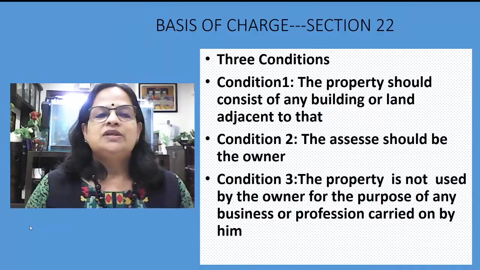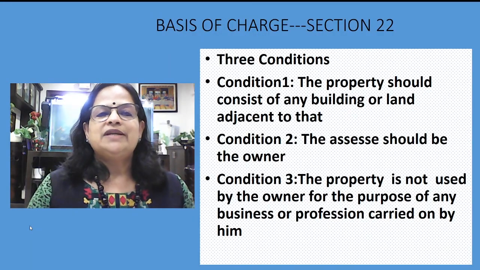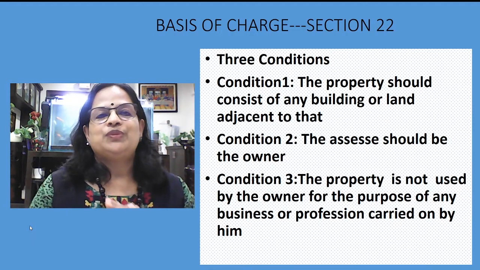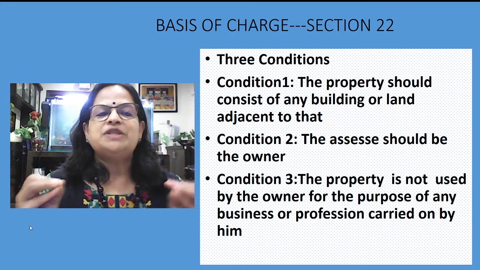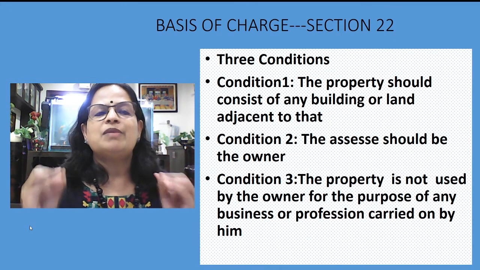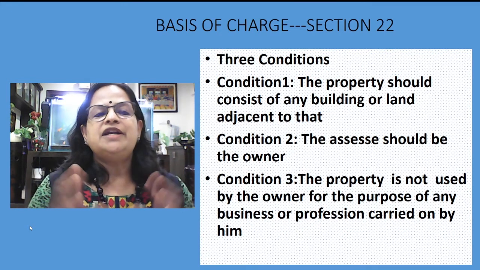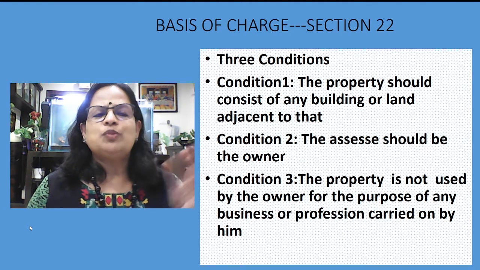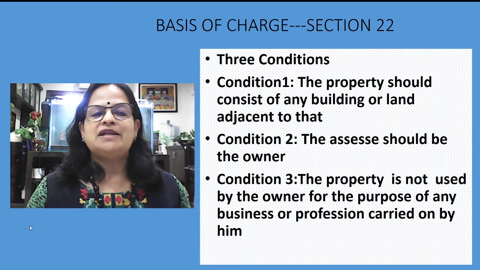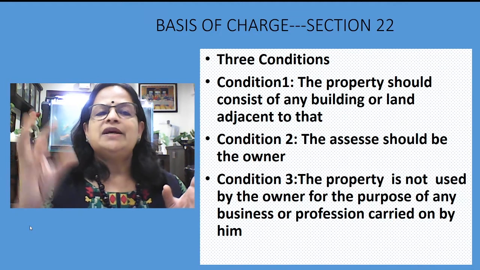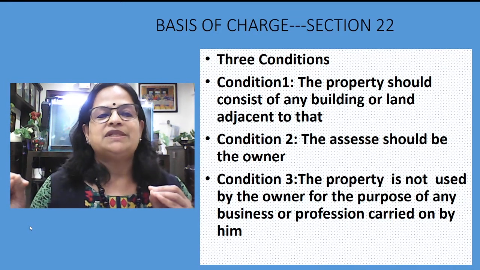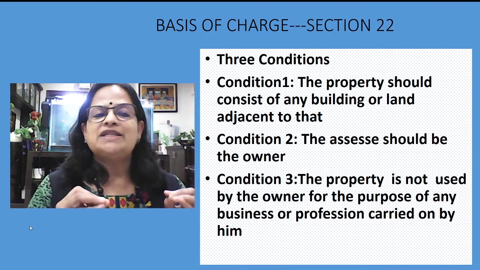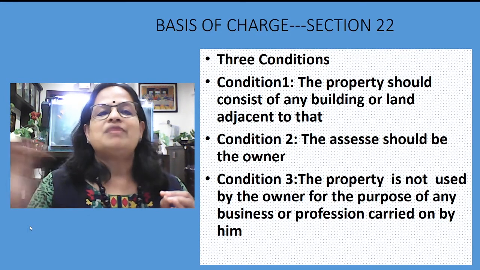So the first thing I want to tell you is section 22, that is the basis of charge. If an income has to be treated under the head income from house property, there are three conditions to be fulfilled. I remember one or two problems when we worked out the salary chapter, I told you this income will go to income from house property, rental income received by a person. So we will not include this in the salary chapter. This will go to income from house property.